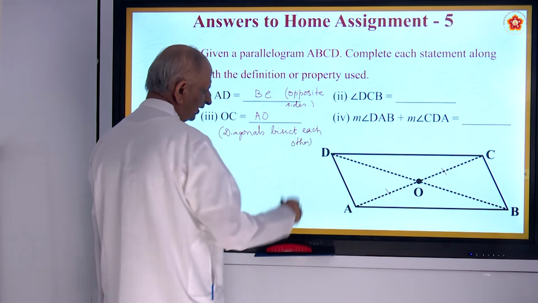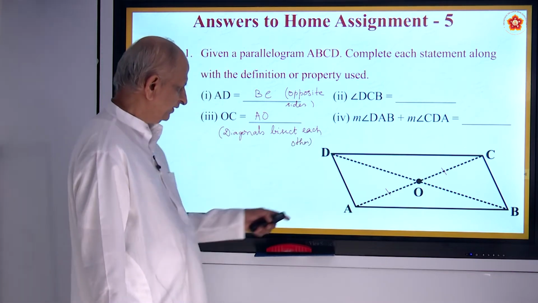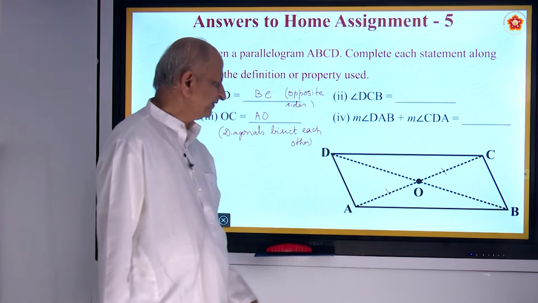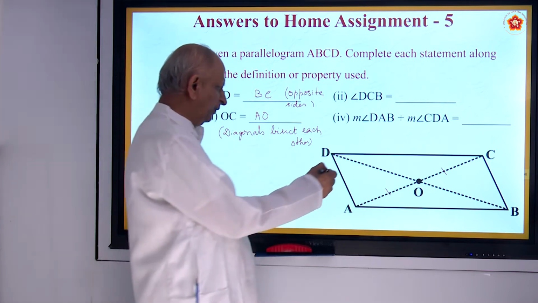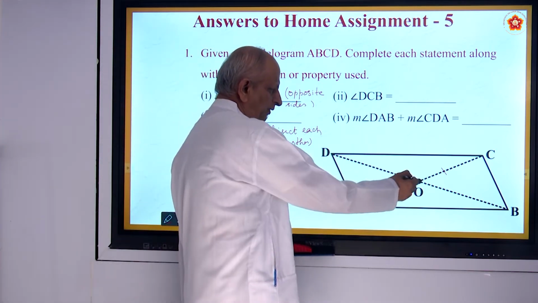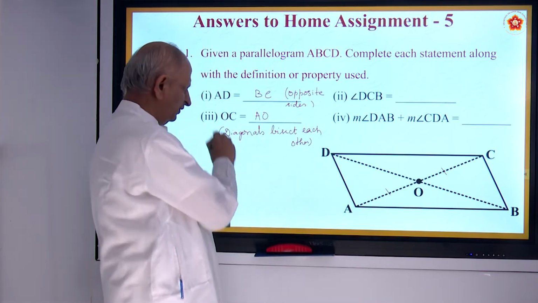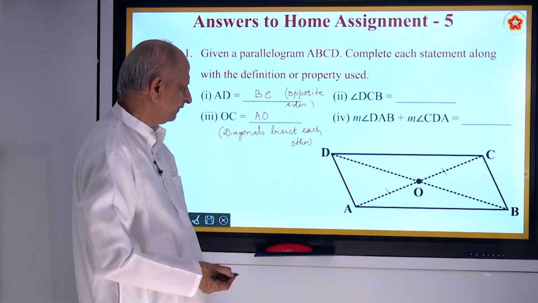So how many diagonals will be there? Two diagonals, AC and BD. Bisect means what? They cut in equal proportion. See, AO will be equal to OC. Now you are given OC, therefore AO also will be equal to OC.